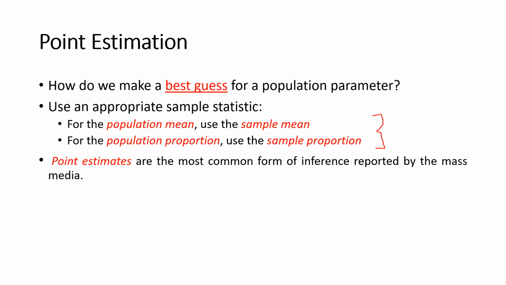Point estimates are the most common form of inference reported by the media. If you look at the media, for example the number of accidents per month, maybe they just put one number, maybe 400 per month. So this is the statistic used in everyday life. They use only one value. They do not use an interval value.